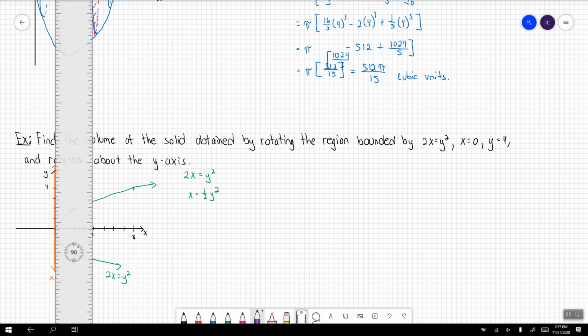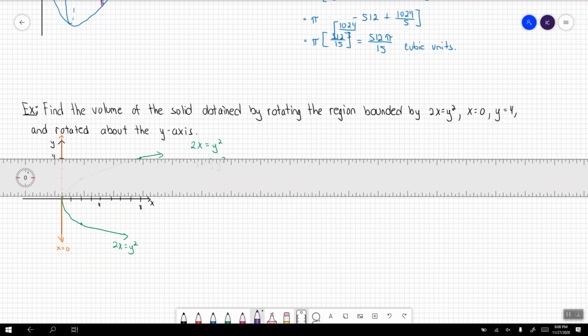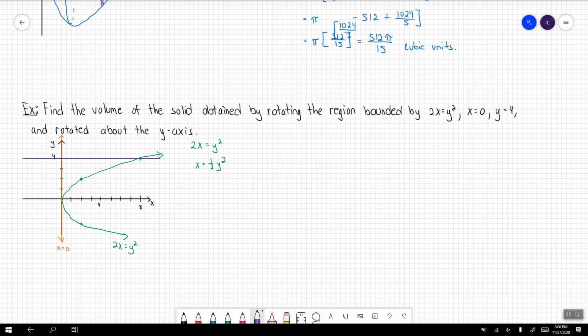So when y is equal to 4, that produces an x value of 8. Nonetheless, we get y is equal to 4 here. And so we want to focus on the area that's bounded by these three curves. That region that's bounded by these three curves is this region right in here. And that's the region that is then going to be rotated about the y-axis.